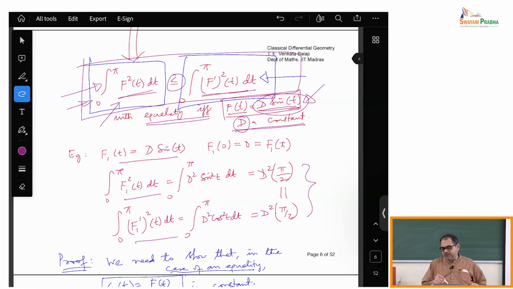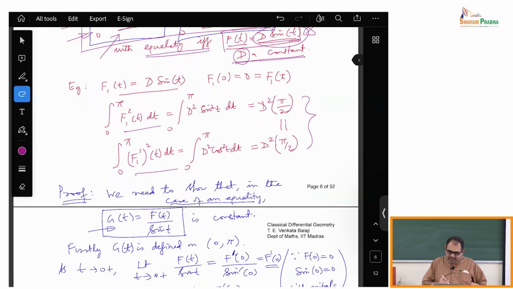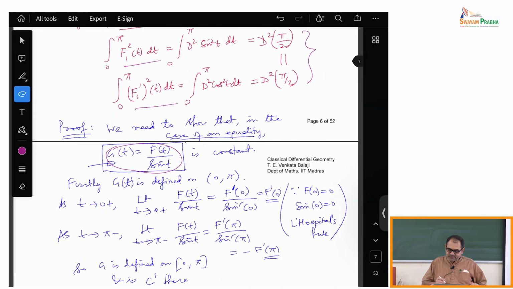But that means that when you have equality, the solution of this integro-differential equation is, if you take f of t by sine t, it is a constant d. So that tells you that you have to look at this function g, which is f of t by sine t, and you see at 0, of course you are dividing by sine t, therefore there's a problem at 0 and pi. But because f at 0 and pi are also 0, because of L'Hopital's rule, this g is also defined at 0 and pi, and it's a good C1 function. Okay, and therefore the trick is that wherever f comes, you have to use this g.